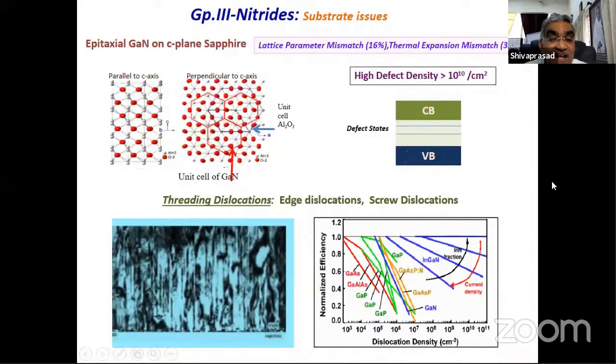So you can actually get two kinds of dislocations. Where the planes are shifted like this, it is called an edge dislocation. And when they are shifted like this, it is called a screw dislocation. When these dislocations form at the interface where the material is formed, they can actually grow inside the material also. And that's why these are called threading dislocations. What do I mean by threading dislocations?